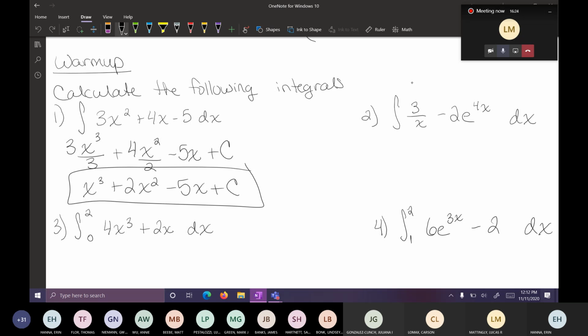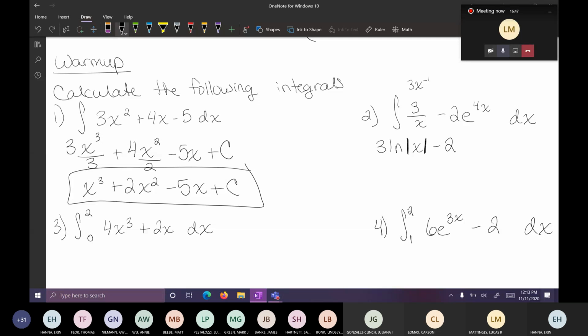For the second one, this is technically a 3x to the negative first, so that's the only situation where we don't use the anti-power rule, if you will. So this is going to be the natural log situation. We have 3 times the natural log of the absolute value of x, because the 3 just comes along for the ride, and then the antiderivative of 1 over x is the natural log of the absolute value of x.